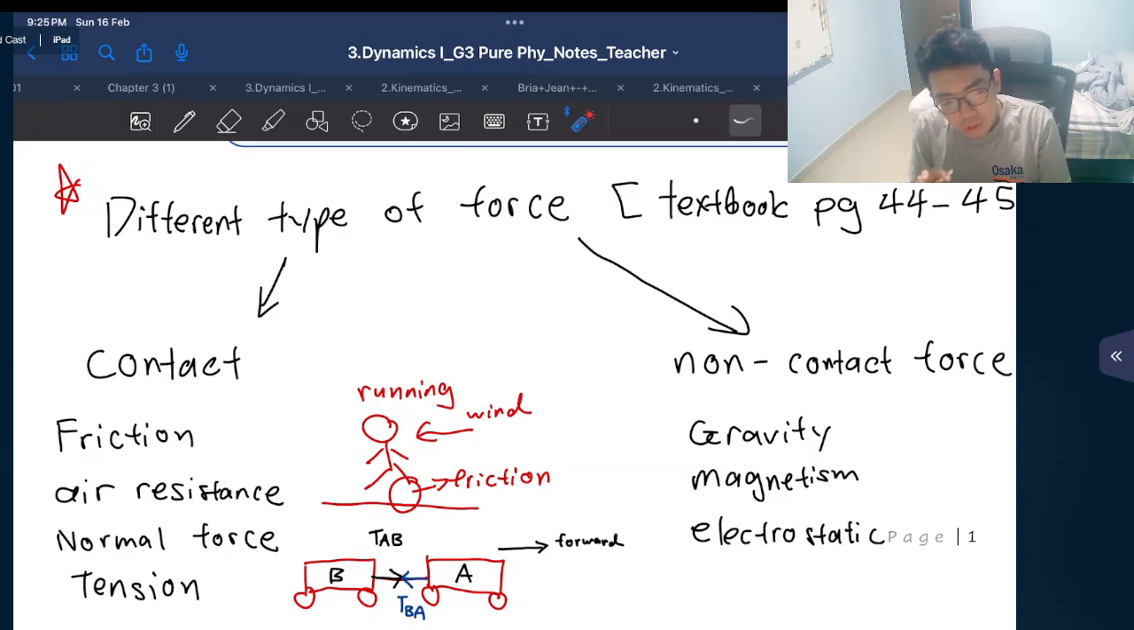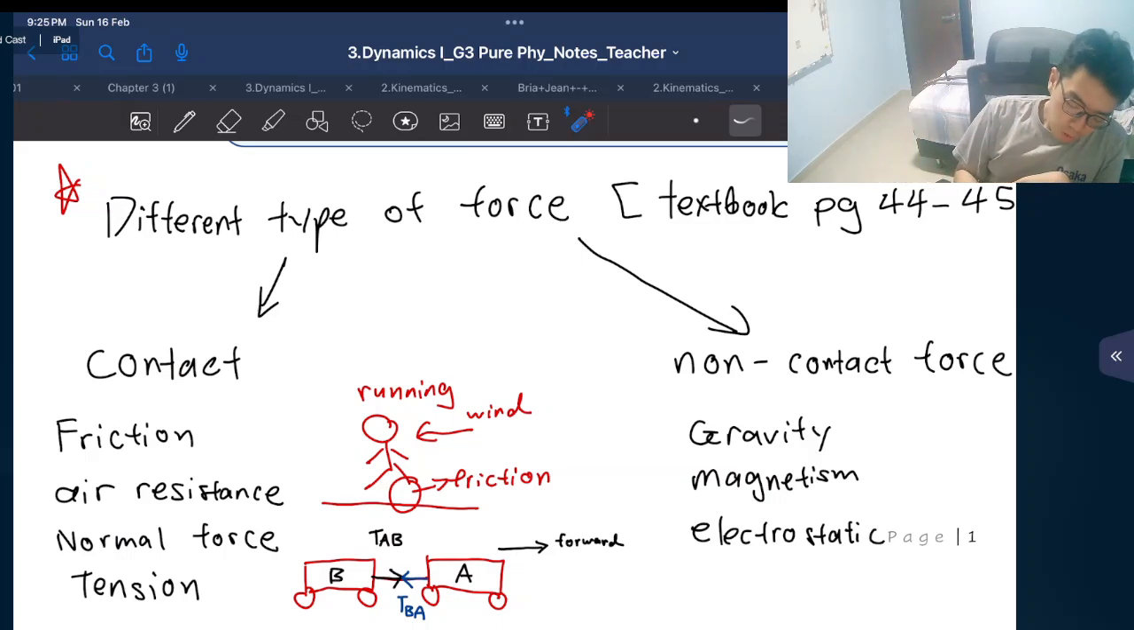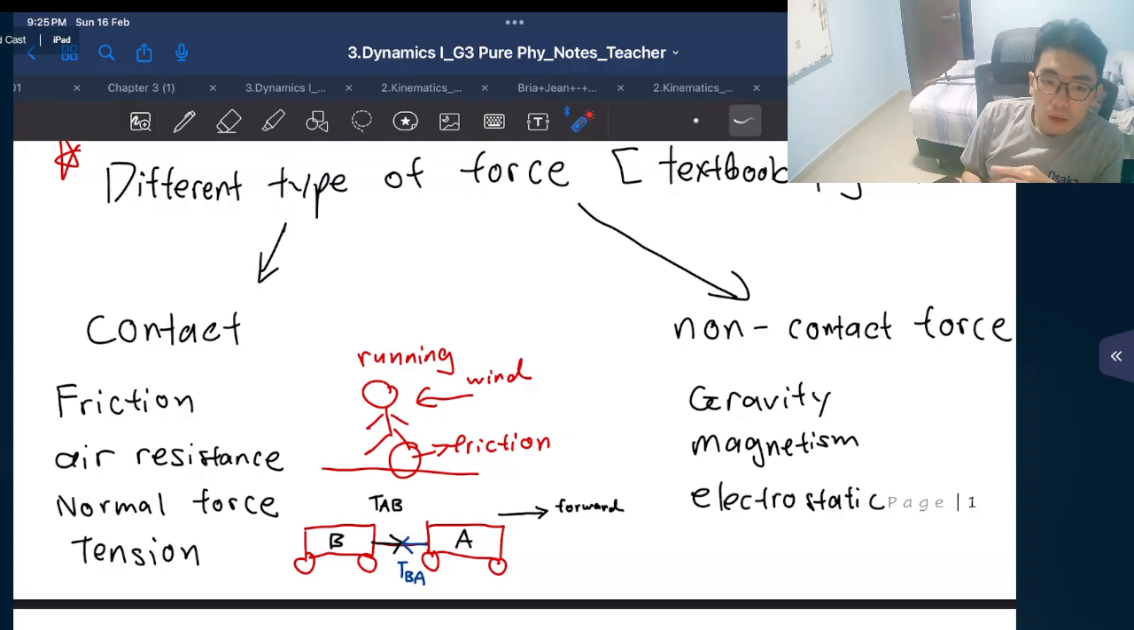Then the friction is the one between your shoe and the ground. It is the one that helps you to push forward when you're running. So don't make things up. Air resistance is only specific to air. Of course, in layman's terms, you can say air resistance is friction with air. But physics students, if you want to be a physics expert, differentiate between these two. And then normal force, we talked about it. This is probably also a very common one. And finally, you have tension.